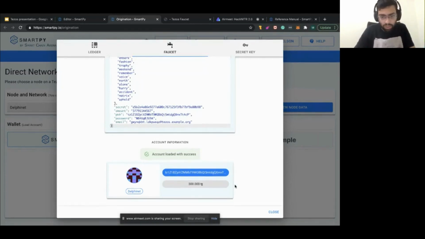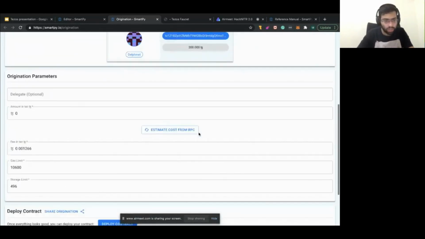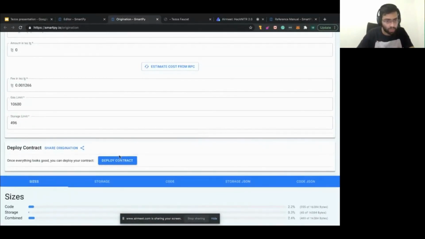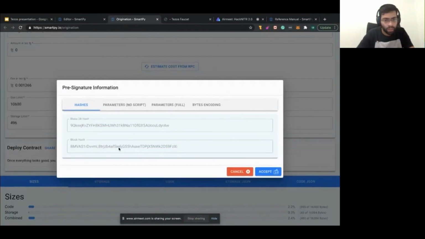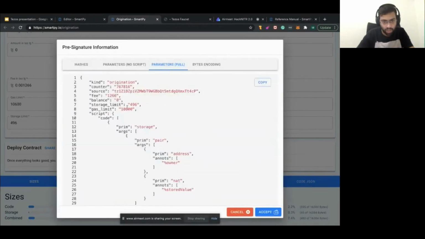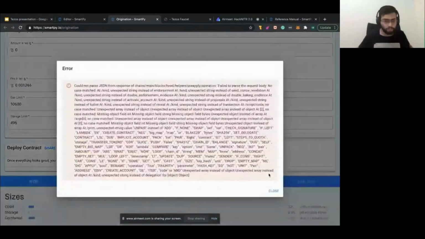But anyhow, this looks like it is done, and I think we should be able to test with it. So there we have 300 Tezos in this account. I'm going to try to deploy the contract and see if it works, right? So this is how we deploy a contract. This is the hash of the contract. This is the parameters of the contract. This is the contract actually. I'm just going to accept and let it go.